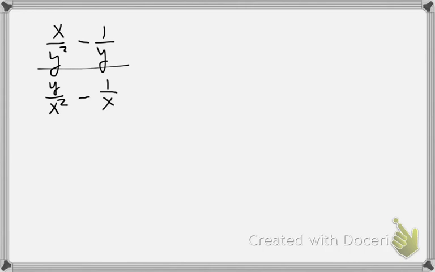So let's say x over y squared minus 1 over y, all divided by y over x squared minus 1 over x. Complex fraction, right? Is it a single fraction divided by a single fraction? No. So the only thing on our agenda, method 2, which asks us to use the LCD.